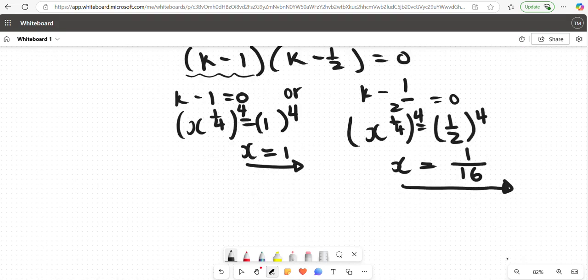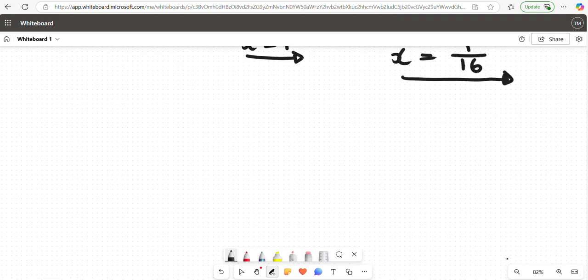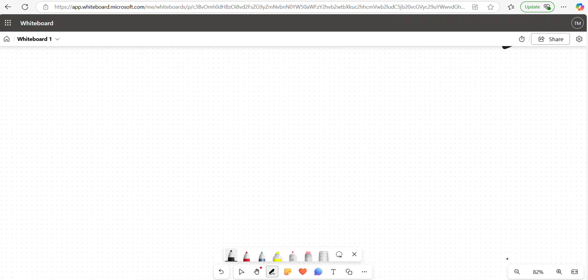So we've done these complex ones. Let's do one more. What about something like this? x to the power of negative a half, that is being subtracted by x to the power of negative a half, all equal to 20.